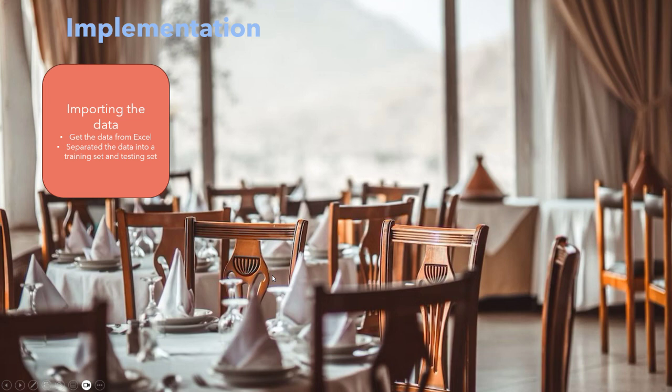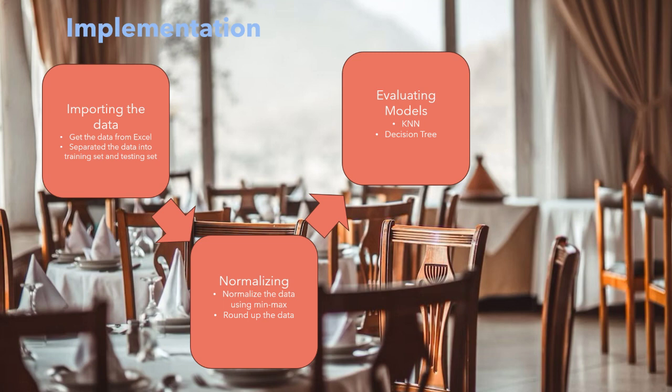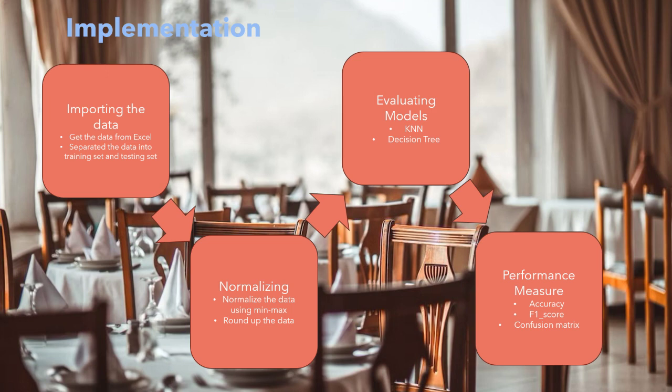Since I was the one taking the data, the first thing I had to do was get the data into Excel, and then from Excel pass it to Python and separate the set into a training set and a testing set. I had to normalize the data as well. The sex was from 1 to 7 because I have male, male, female, male, female, female, and for example the number of guests is only 2 and 4. So I normalized the whole data to go between 0 and 1. For the models, I was going to use KNN and decision tree. And of course, for performance measures, accuracy, F1 score, and the confusion matrix.